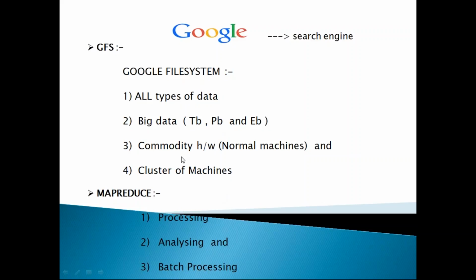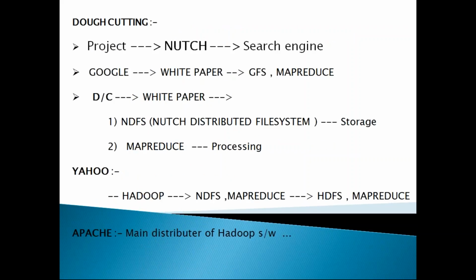Today we are involved with GFS and MapReduce with the help of Google. In 2004 there was a scientist called Doug Cutting. He started a project at that time called Nutch. And what is Nutch? A search engine. Doug Cutting used to work for Yahoo, so he introduced the Nutch project for Yahoo as a search engine.